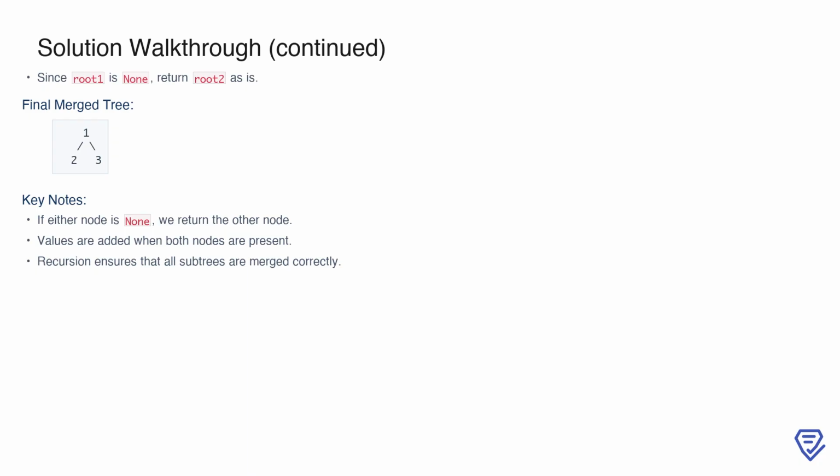In this case, the result is simply tree 2, which remains intact with its root value of 1, left child value of 2, and right child value of 3. This scenario highlights an important rule: if either node in the recursion is none, we return the other node. Additionally, when both nodes are present, their values are added together, and recursion ensures that all subtrees are merged correctly. With this understanding, you now have the tools to merge binary trees effectively, no matter their structure.